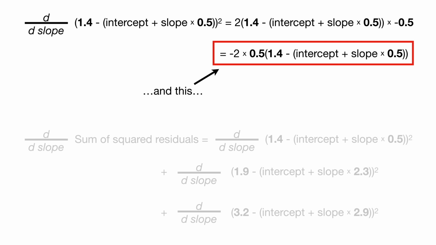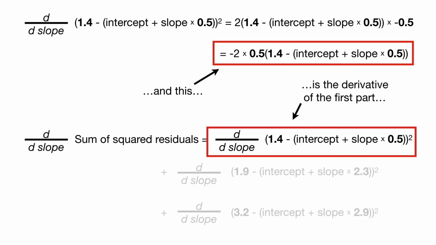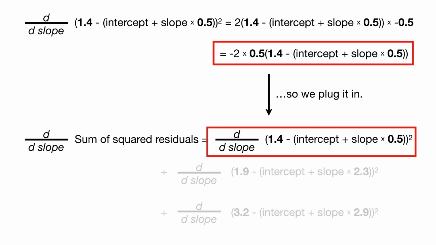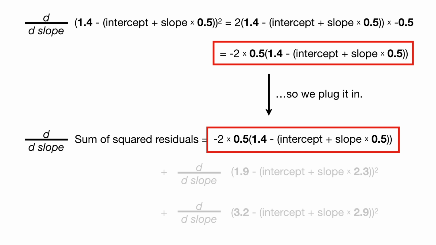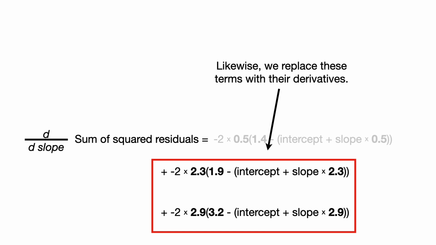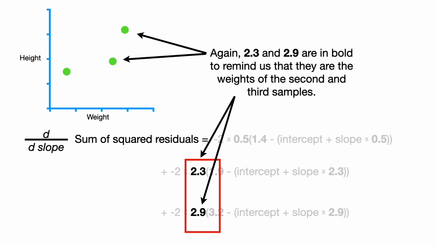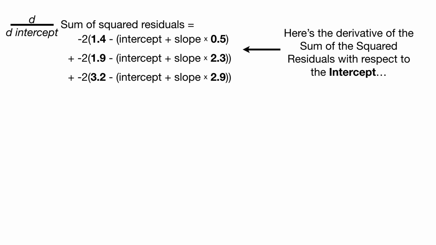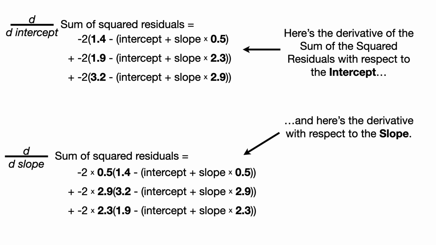And this is the derivative of the first part. So we plug it in. Likewise, we replace these terms with their derivatives. Again, 2.3 and 2.9 are in bold to remind us that they are the weights of the second and third samples. Here's the derivative of the sum of the squared residuals with respect to the intercept, and here's the derivative with respect to the slope.